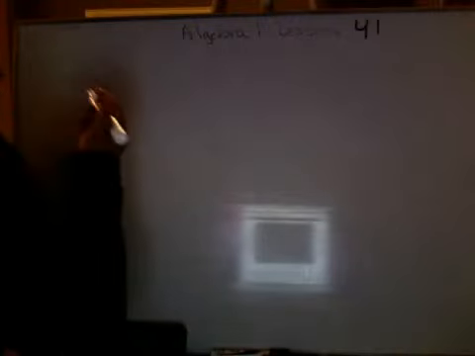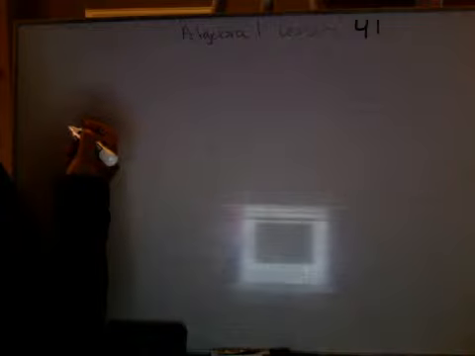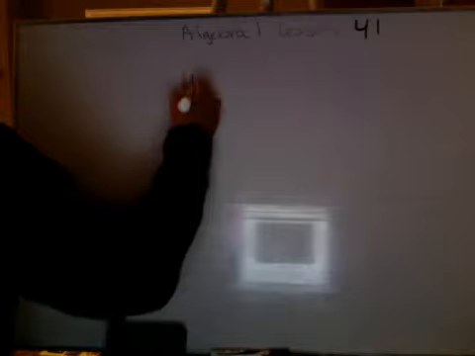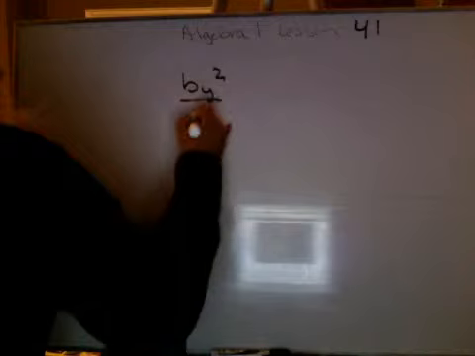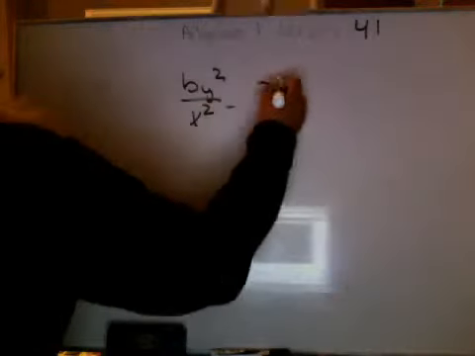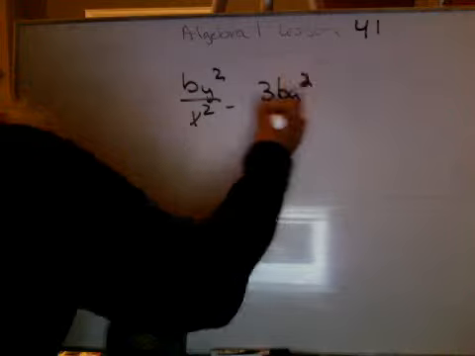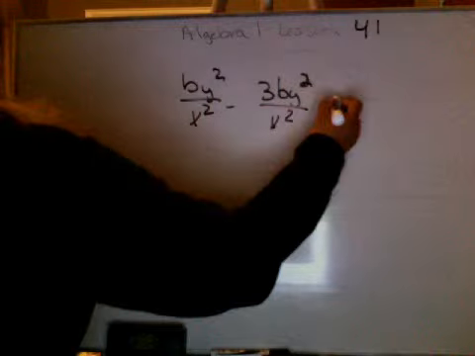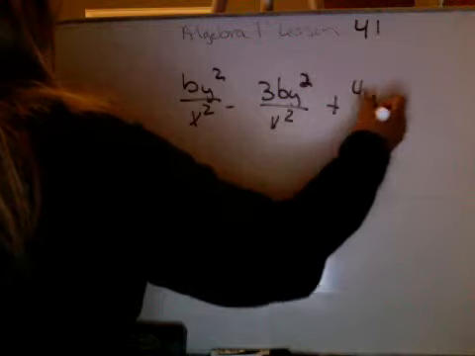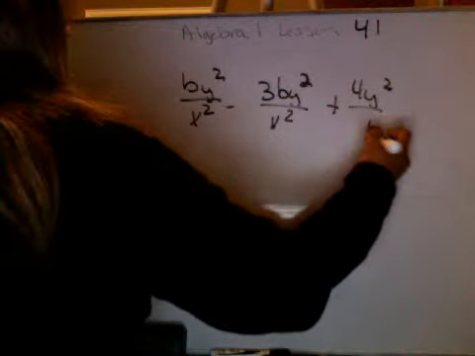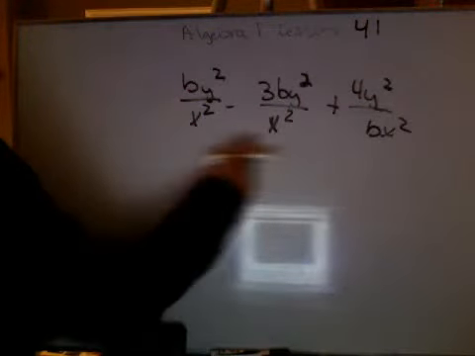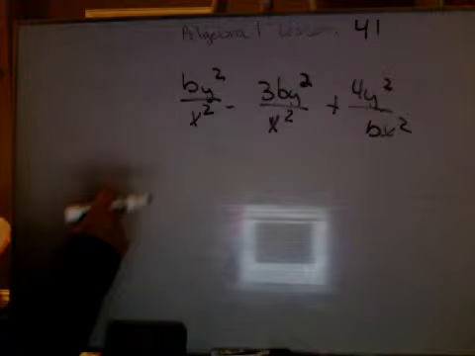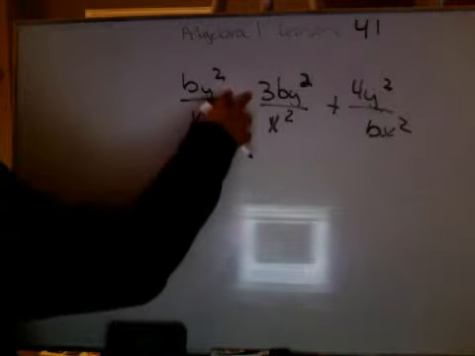Let's look at by squared over x squared minus 3by squared over x squared plus 4y squared over bx squared. What do we notice? These first two terms have the same denominator. Therefore, how do we add fractions? When you have the same denominator, you simply combine the numerators.